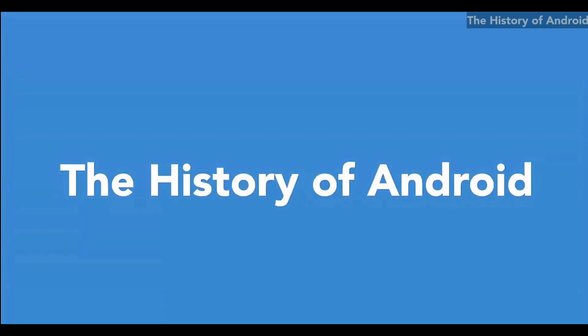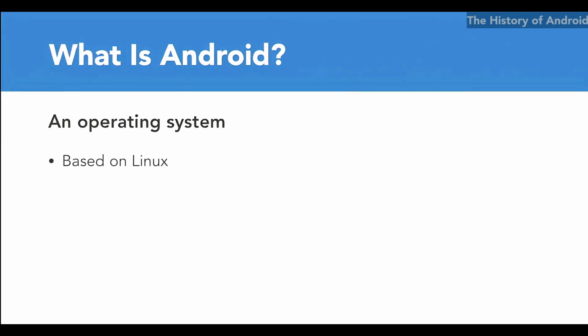The term Android is commonly used to refer to the operating system, and that's accurate, but it's also incomplete. Android is a complete software platform. It includes the operating system, which is based on Linux, but it's specifically designed to be run on mobile devices, including cell phones and tablets.